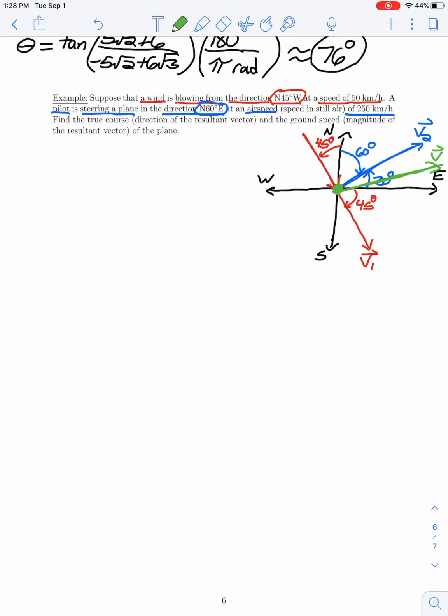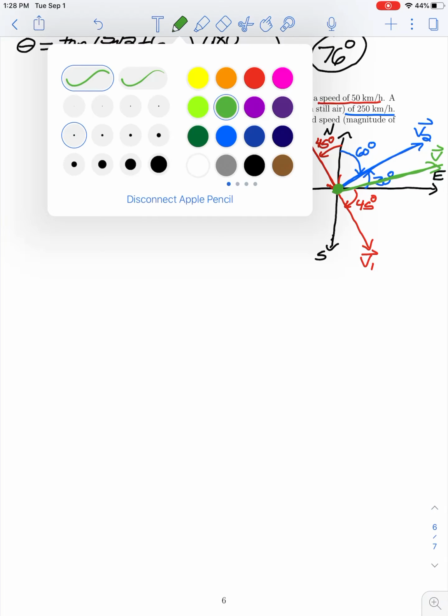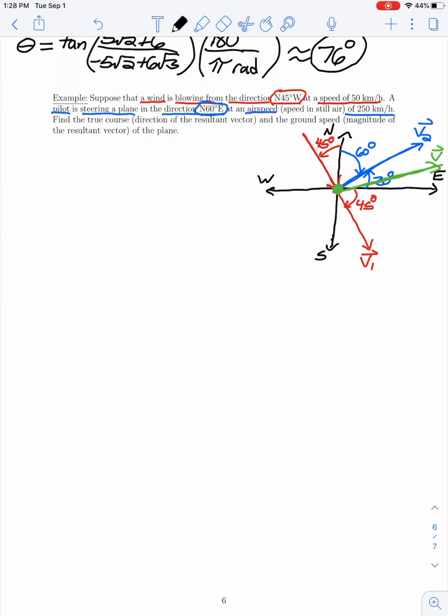The first thing that we need to find are the components of the vectors V1 and V2. So here let's start with our wind velocity vector. The vector for the wind velocity would be found by V1.